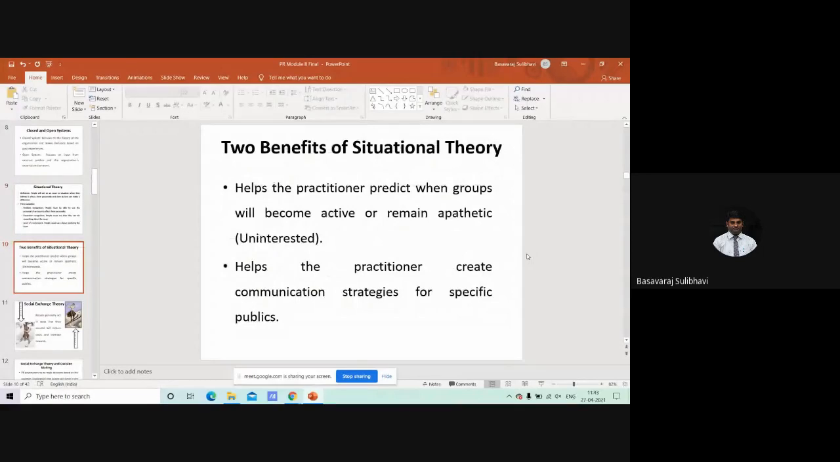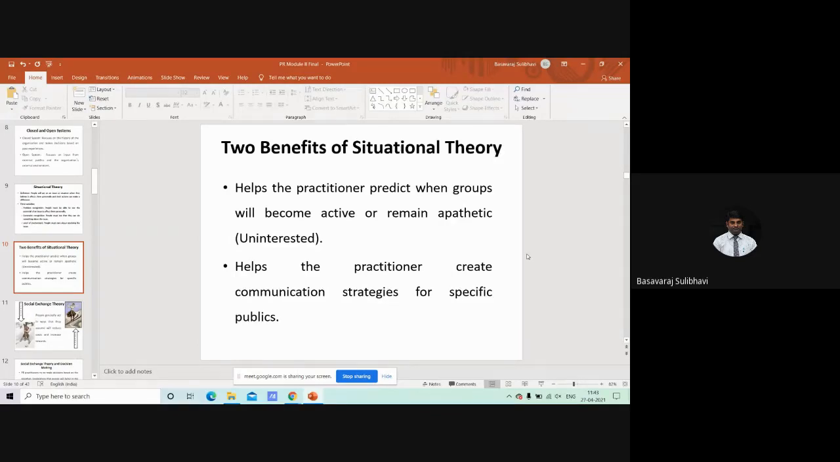The first benefit is that it helps PR practitioners to predict at what time the target group, those people they intend to work on, becomes active. It also gives an idea to the practitioner of when exactly the groups are not going to be interested or remain very apathetic. On that basis, they have to take a decision on what level the program has to run in these two types of situations, when the groups are active and when they are not. So situational theory will help them to understand that.